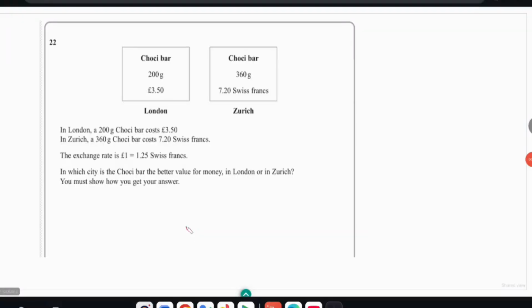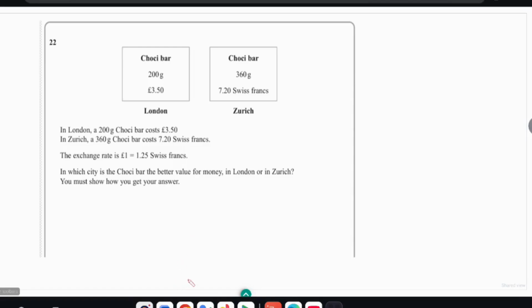In London, a 200 gram chocolate bar costs £3.50. In Zurich, a 360 gram chocolate bar costs 7.2 Swiss francs. The exchange rate is £1 equals 1.25 Swiss francs. Which city is a chocolate bar the better value for money? In London or in Zurich? You must show how you got your answer.